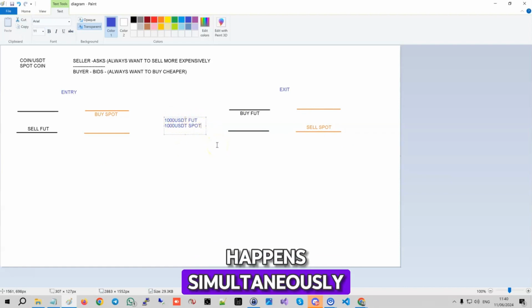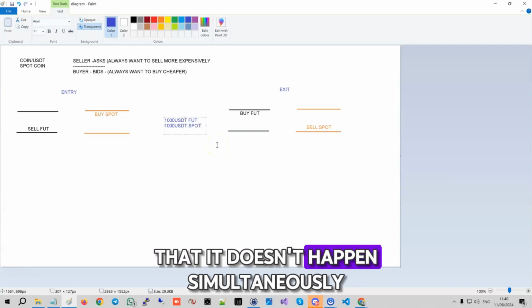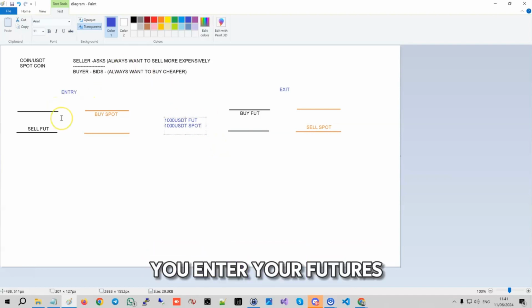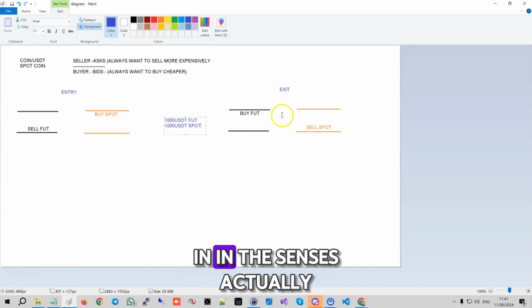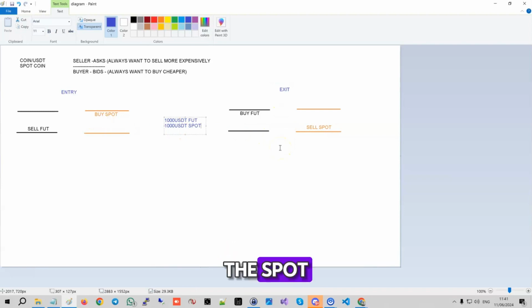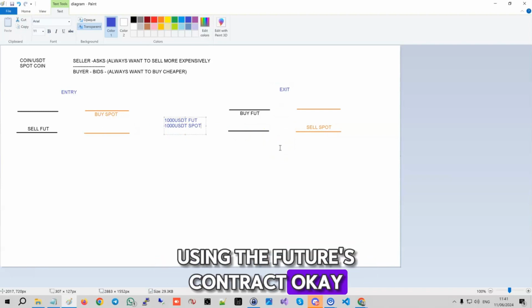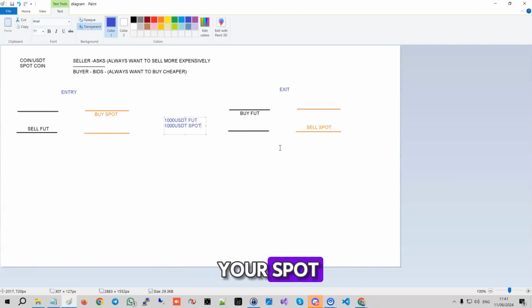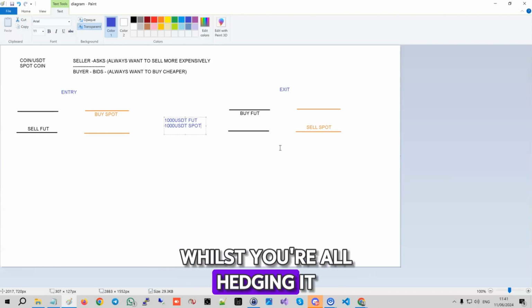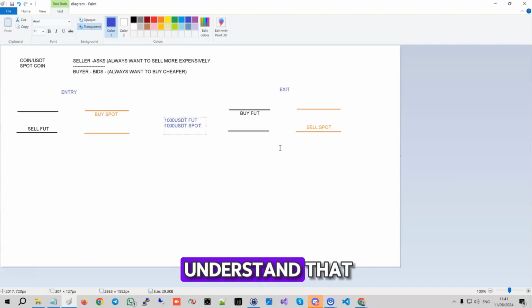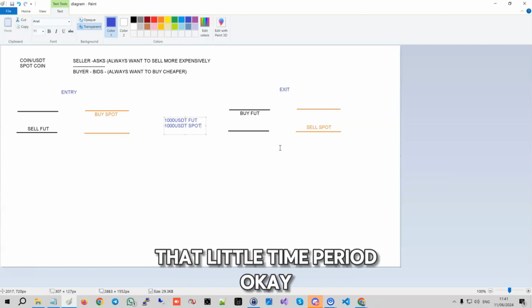this happens simultaneously. So your risk is that it doesn't happen simultaneously. For example, you enter your futures contract and you wait an hour and then you enter your spot contract on the other side. You're buying the spot and hedging it using a futures contract. The risk is that you buy your spot and the spot loses its value. You're going to lose USDT whilst you're hedging it. So you have to understand that the risk exists in that little time period.